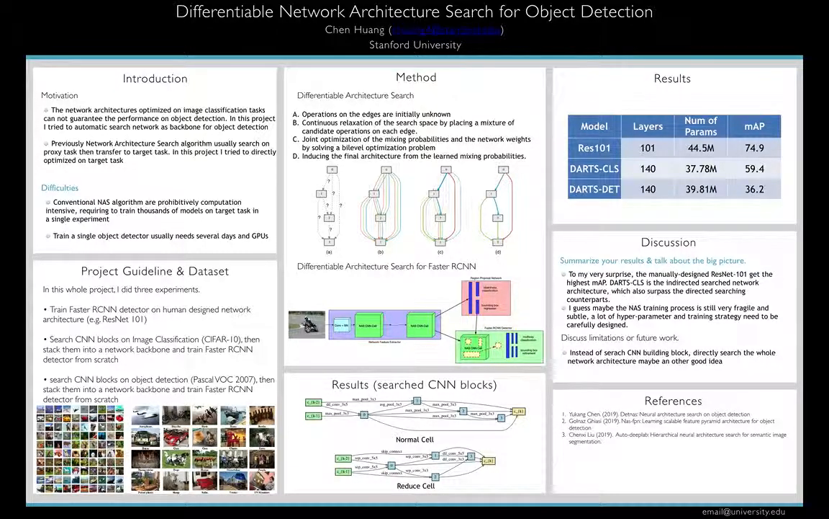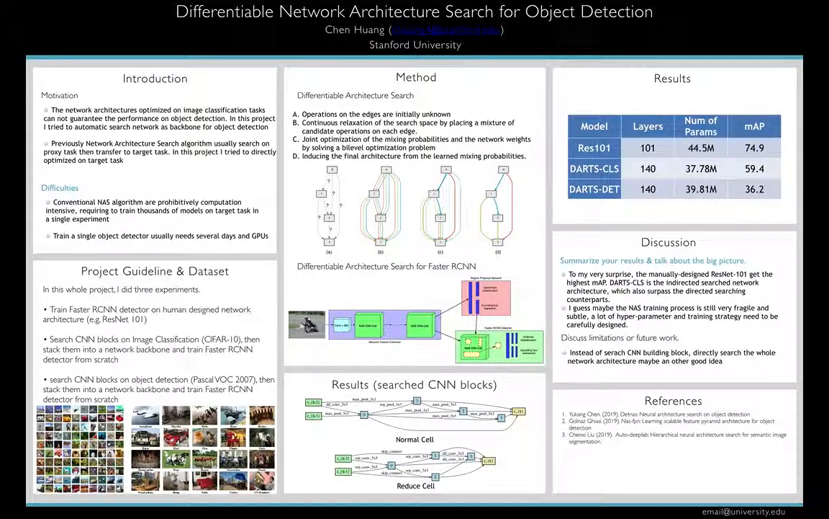The title for my project is Differentiable Network Architecture Search for Object Detection. So the motivation is like this. Object detection performance really depends on the network architecture it uses as backbone and feature extractor for the detector. Usually people take a network architecture optimized for the image classification task, like VGG or ResNet, and then use this kind of network as the feature extractor in the object detection project.